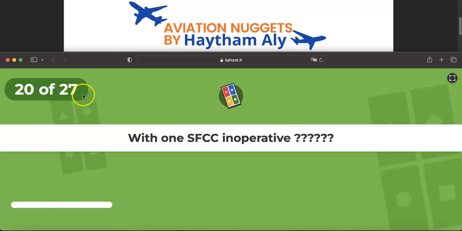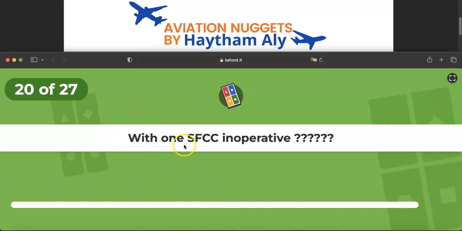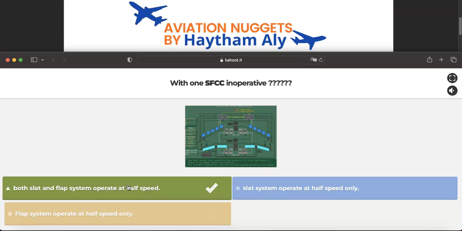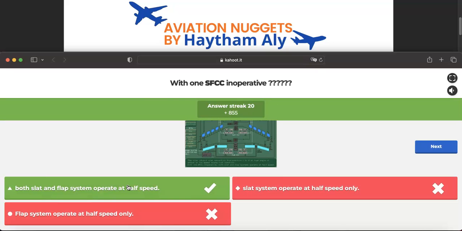Question 20 of 27. With one slat flap control computer inoperative, both slat and flap system operate at half speed, slat system operate at half speed only, flap system operate at half speed only. So with one SFCC inoperative, both slat and flap system operate at half speed.